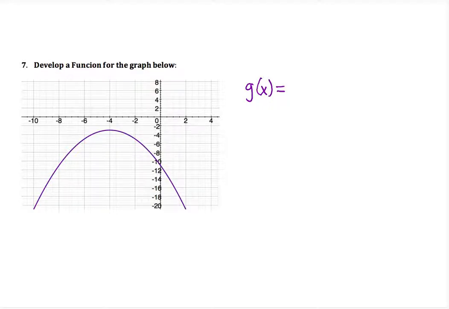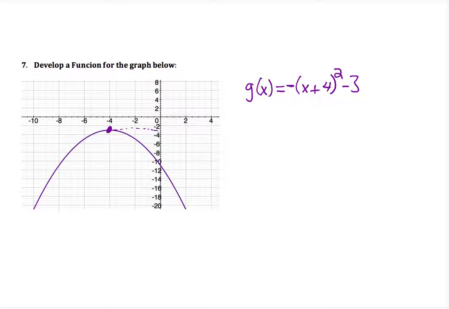Looks like this has been moved to the left by 4. I see the vertex right here, so I'm going to say x plus 4 inside. Get my squared going, okay. It's negative because it's been flipped over, so I'm going to put a negative outside. And, oh yeah, it's gone down a certain amount. Looks like down by about 3, so I'm going to say minus 3.